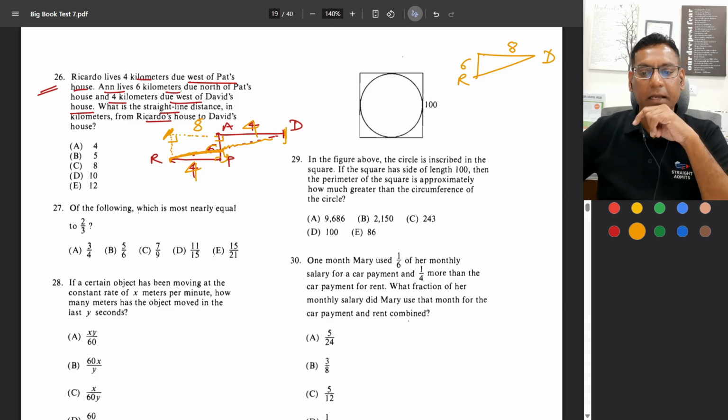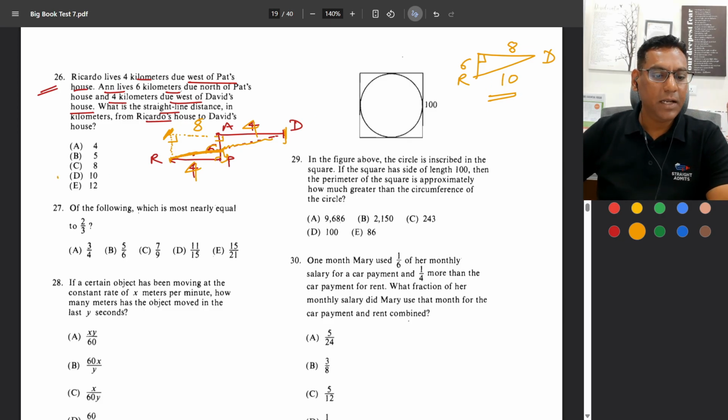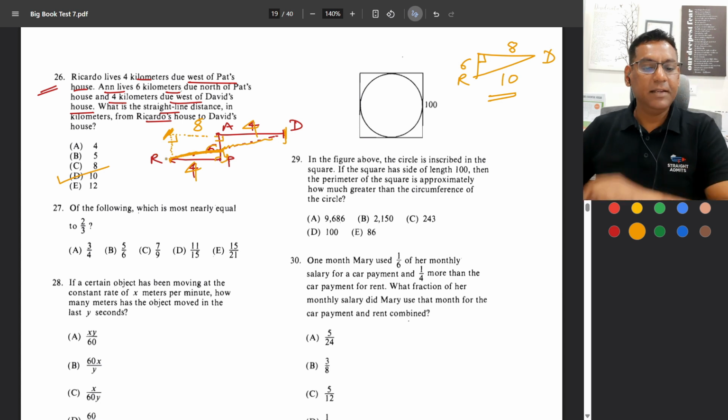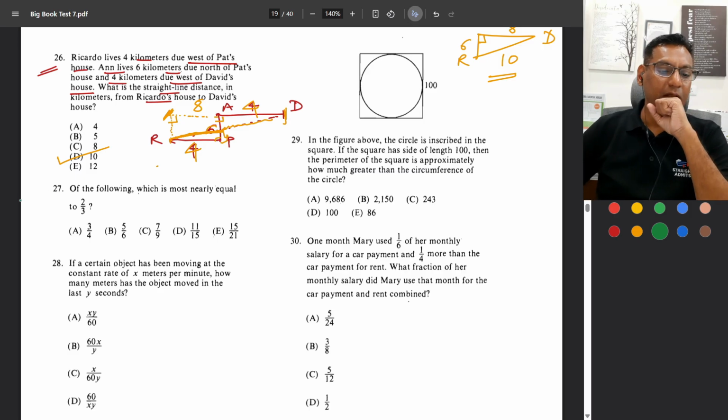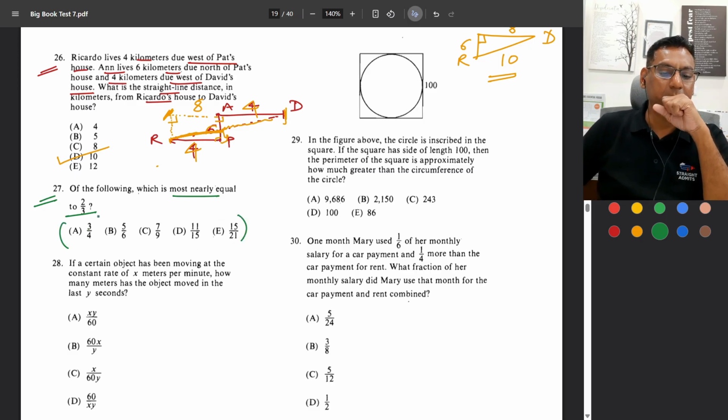And again we keep seeing this Pythagorean triplet of 6, 8 and 10. 6 square 36 plus 8 square 64, you get 100, root of that is 10, right? Classic GRE pattern. So the straight line distance between the two is going to be 10 kilometers. Fairly tricky in terms of visualization. I like this question actually. Okay, question 27, of the following which is most nearly equal to 2 by 3? Again there are 5 fractions. They are asking me to calculate fractions. This is going to be a lot of calculation.